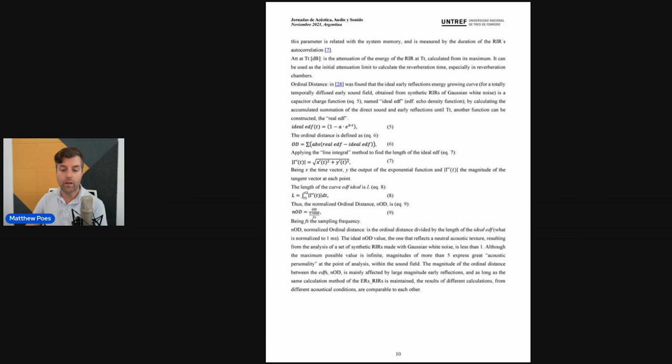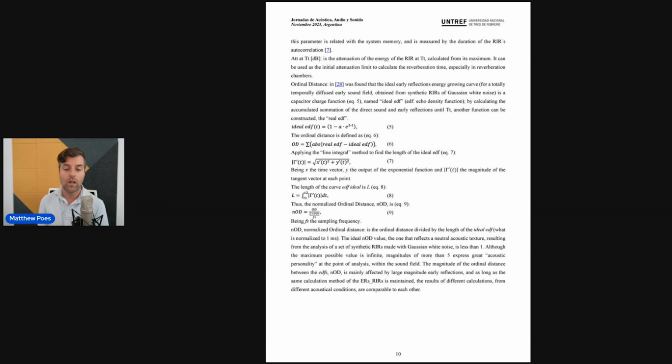The ideal normalized ordinal distance value, the one that reflects a neutral acoustic texture resulting from the analysis of a set of synthetic room impulse responses made with Gaussian white noise, is less than 1. So remember, I was telling you that like 1 to 2 is really pretty good. Less than 1 is like ideal. So here's where he actually goes and says that. Although the maximum possible value is infinite, magnitudes of more than 5 express great acoustic personality. In other words, the texture of the room is such that you're actually getting a strong sound from the room, and that isn't a good thing.